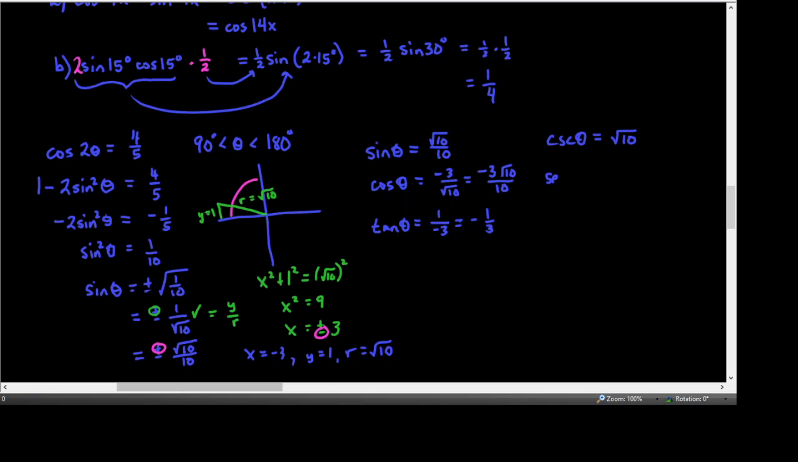Secant of theta is the reciprocal of cosine. I'm going to go to the first thing I wrote, which was square root of 10 over negative 3. Just going to make that negative square root of 10 over 3. And then the reciprocal of tangent will give us cotangent. The reciprocal of negative 1/3 is negative 3. There we go.